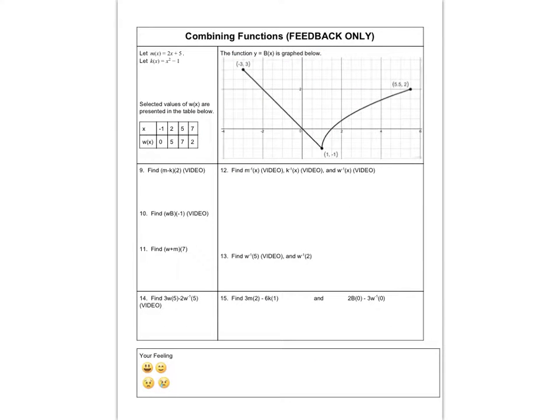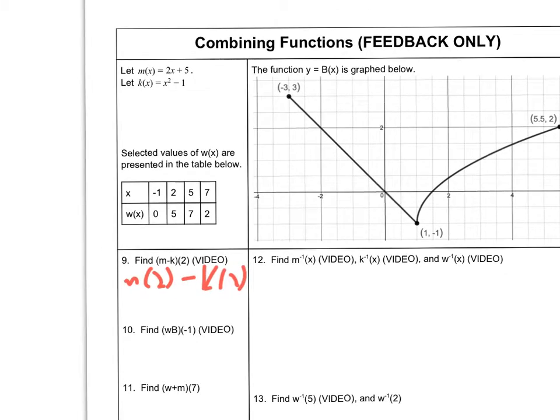Into our feedback sections, we're going to be doing some combining of functions, using the same set of functions we've had for the last 2 pages, and we're going to start with m minus k of 2. What this really means is m of 2 minus k of 2. I'm going to zoom in a little bit so I can write bigger. M of 2 is going to be 2 times 2 plus 5, and k of 2 is going to be 2 squared minus 1. 2 times 2 is 4 plus 5 is 9. 2 squared is 4 minus 1 is going to be 3. We get 6 as a final answer.